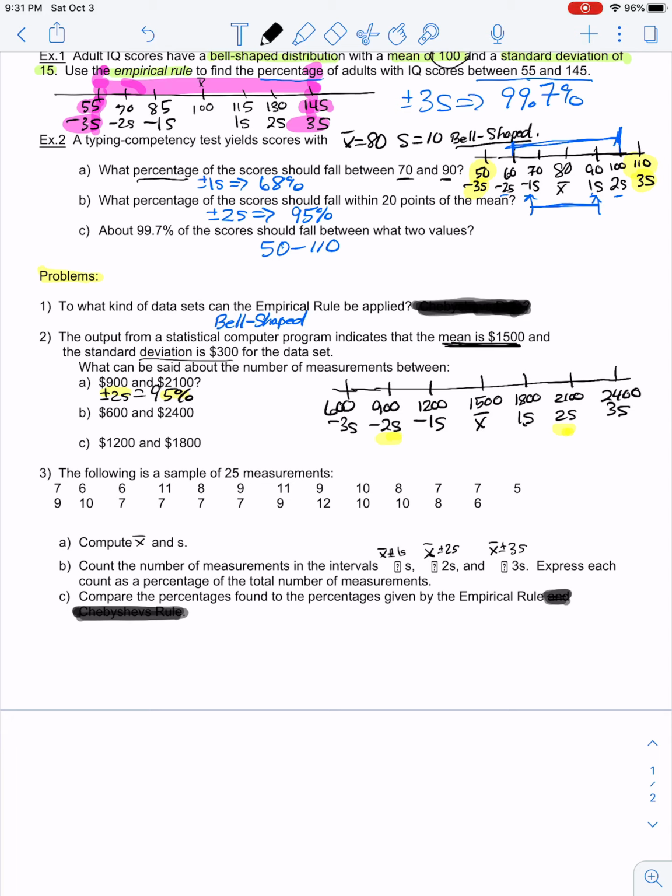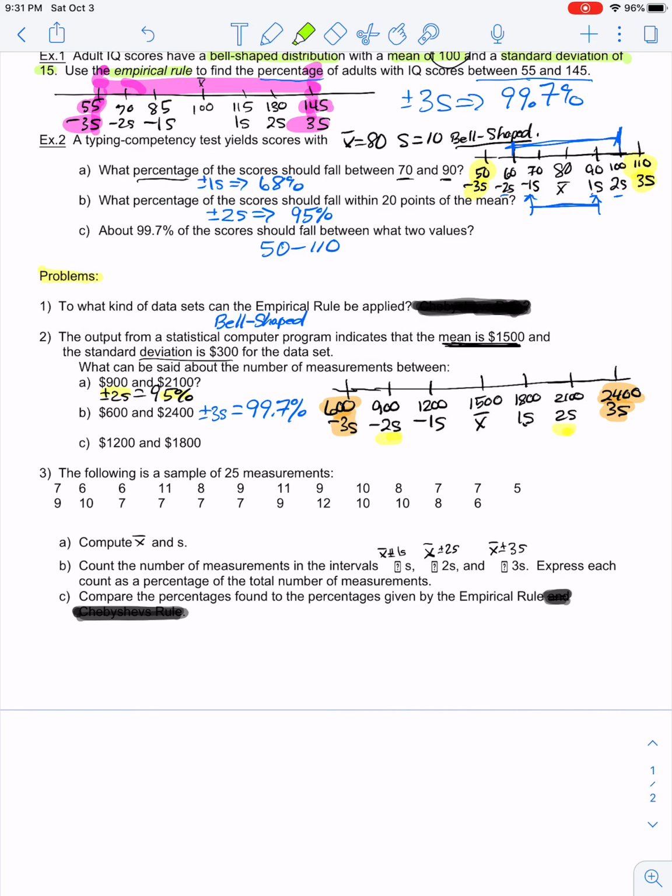Okay, next is from 600 to 2400. Well, looking there on your number line, that's plus or minus 3 deviations. So plus or minus 3 deviations means 99.7%.